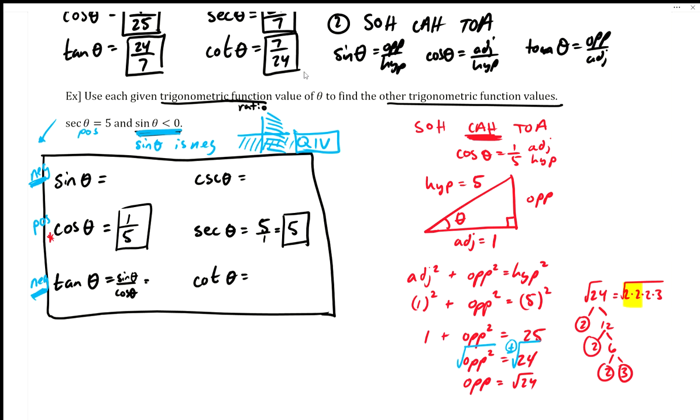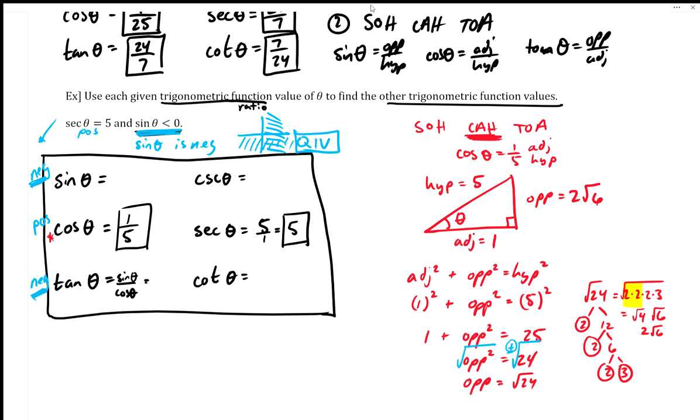We could do that square root. So the square root of 4 is 2. 2 times 3 is no special square root. It's just 6, still under a square root. But again, square root of 4 we could do, that's 2. And then square root of 6 is left over. Okay, so our opposite side is 2 square root 6. Okay, so there's all of our sides.